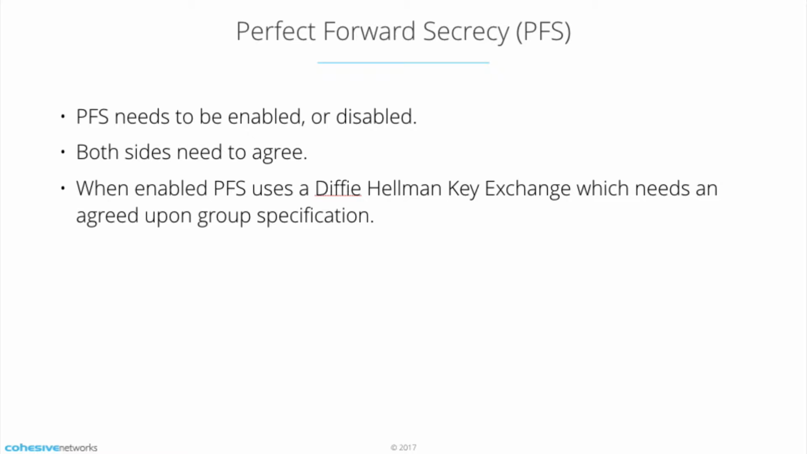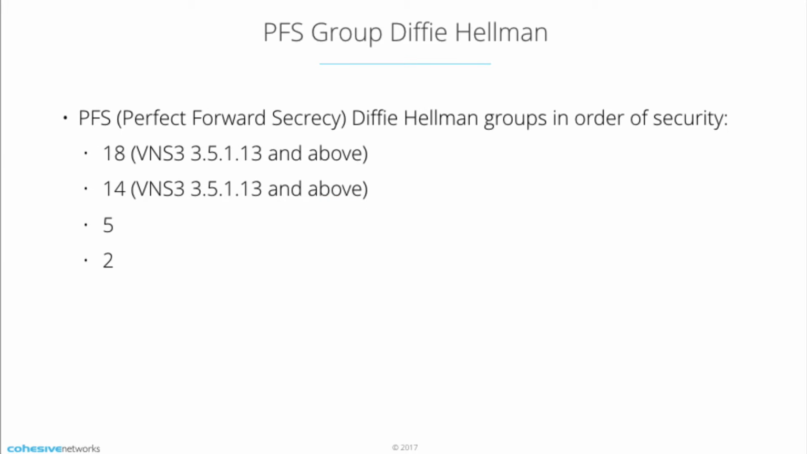Both sides have to agree. If you have PFS on and they have PFS off, we have seen it negotiate and connect, but then we see never-ending problems, so you won't have a stable connection. Both sides need to agree, and then you need to agree on which group you're using. Group 2 is still very common. Group 5 has recently been the gold standard, but as there's been more concern about the ability to decrypt traffic, people are moving to 14 and 18.